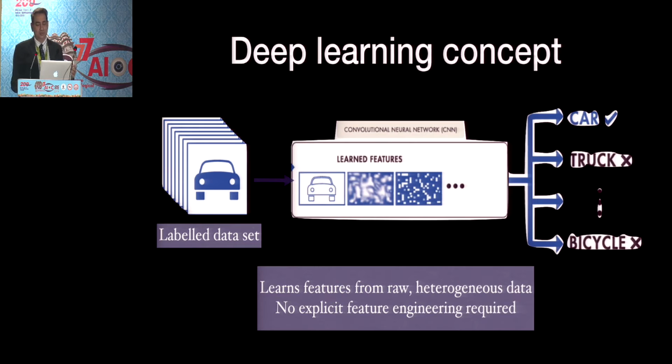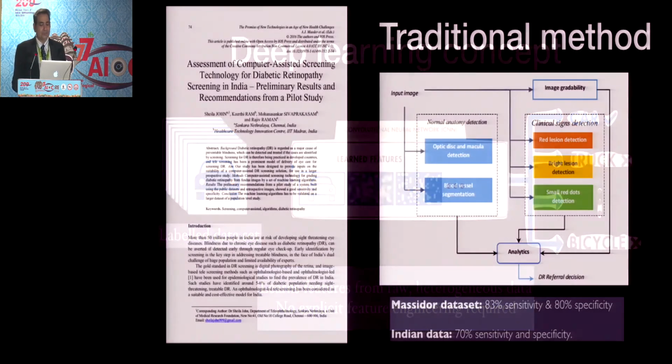Previous approaches were feature-based learning, where you need to tell the system this is a microaneurysm, this is a hard exudate, but here in deep learning you need not do that. You need a labeled data set, and then there is something called a convolutional neural network, and that starts recognizing over a period of time with one set that this is the pathology. Here in this case it is a car or some other vehicle.